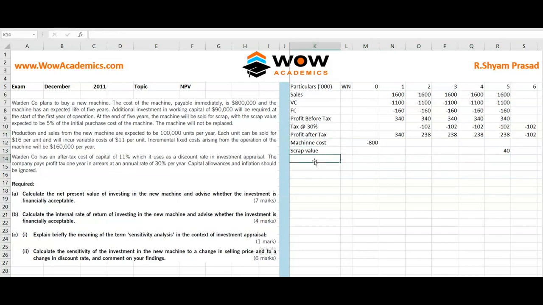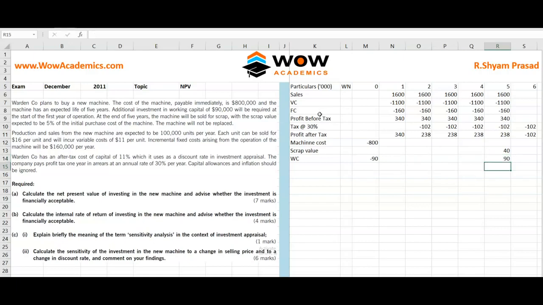The next number that we have is working capital. We'll take it as WC. Working capital has to be invested when? He says it has to be invested at the start of the first year of operation. At the start of the first year of operation is the 0th year. So 90 we'll put it here, and it will be released when we sell the machine. So 90 we'll put it here.